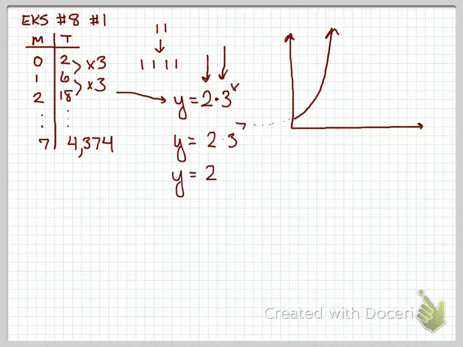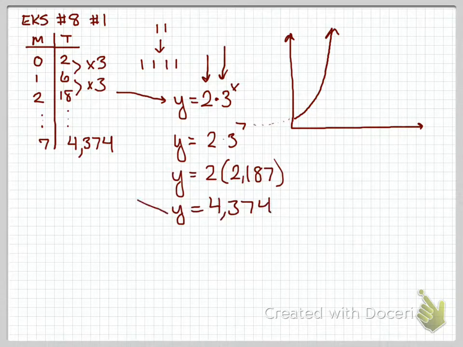Now, how we get the 4,374 is you plug in your 7 and do 3 to the 7th power. If you see how powerful that is, 3 to the 7th power, 7 3s gives you 2,187. You multiply it to the 2 and you get 4,374 bunnies.